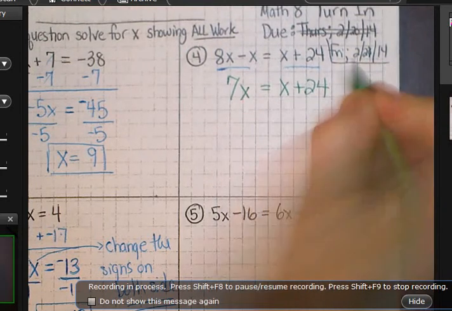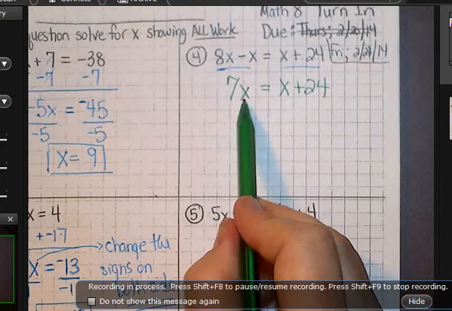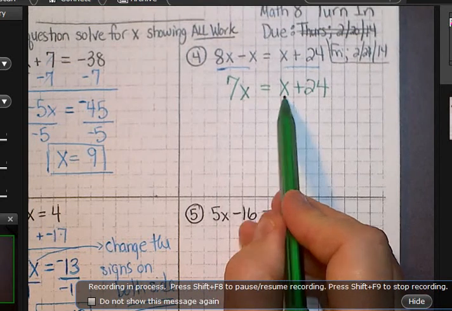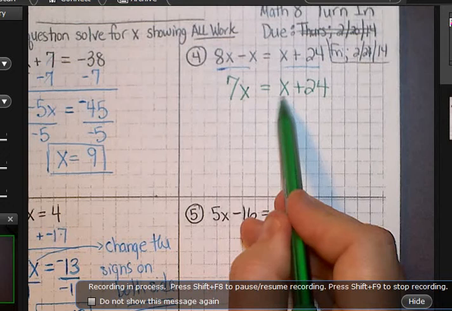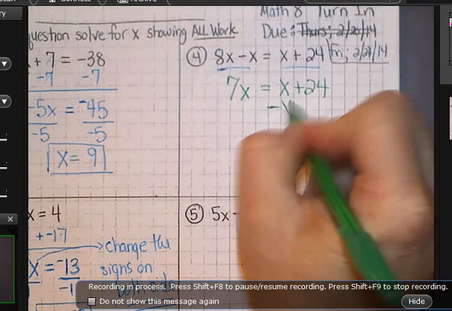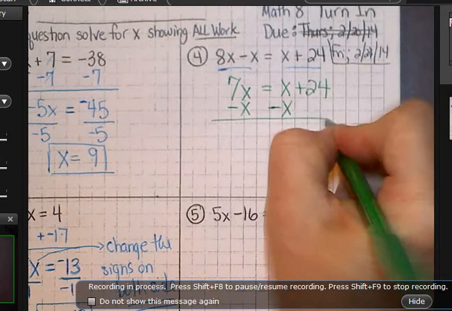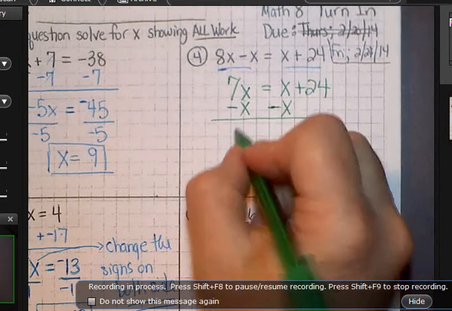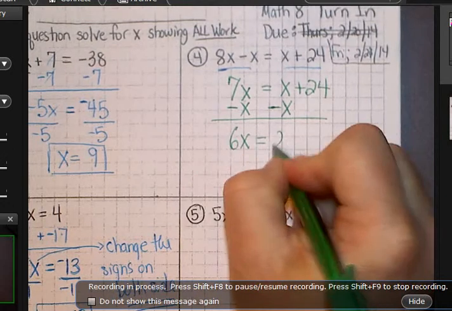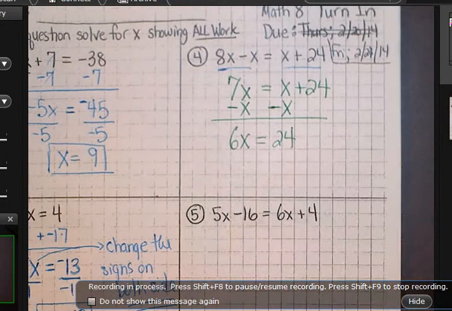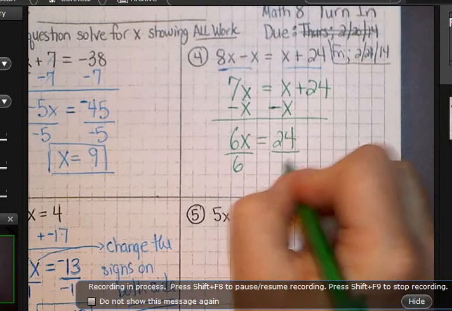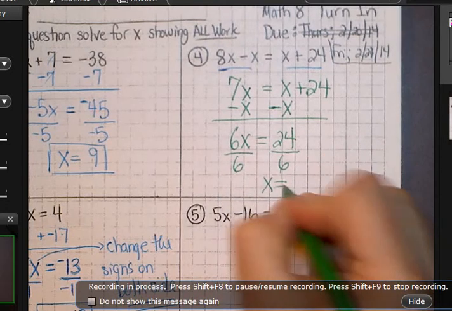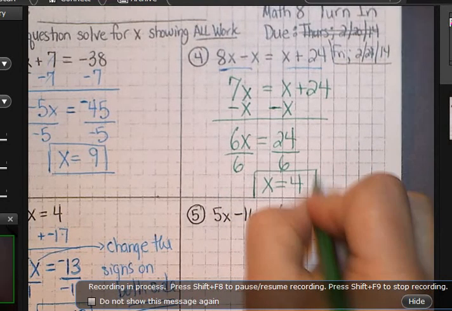All right, so now both sides of the equation are as simplified as we can get it. Now I want to try to get this x over with the 7x. We'll get these x's together. So I'm going to subtract that x from the right-hand side to zero it out. 7x minus x is 6x is equal to 24. Then I'm going to divide by 6 because that's what's multiplying x, and I get x is equal to 4.